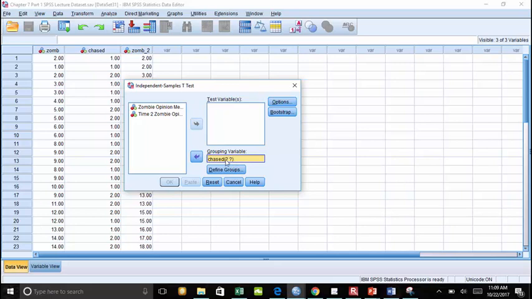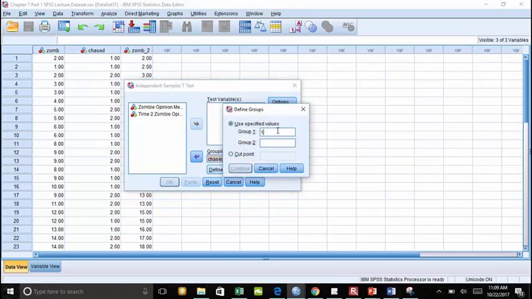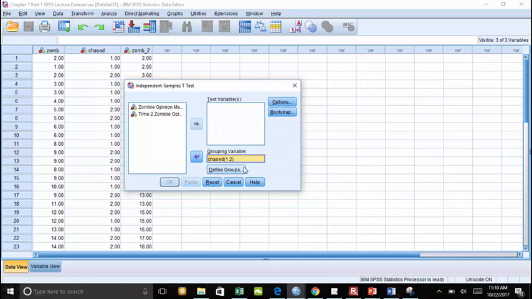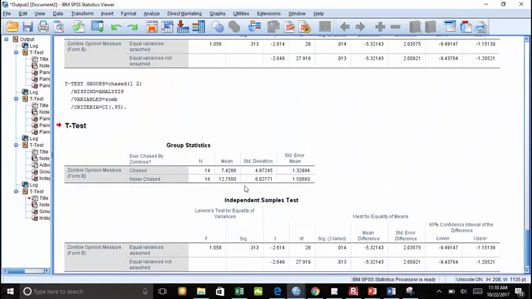You have these two question marks, which you have to get rid of. Define your groups, and we're using group 1, that's the chased. Group 2 is never chased. And then hit continue. And our test variable, that's our dependent variable. In that case, it's this first zombie variable, the zombie opinion measure the first time, not the second time. We're interested in the first time. We can hit OK. And it's as simple as that.